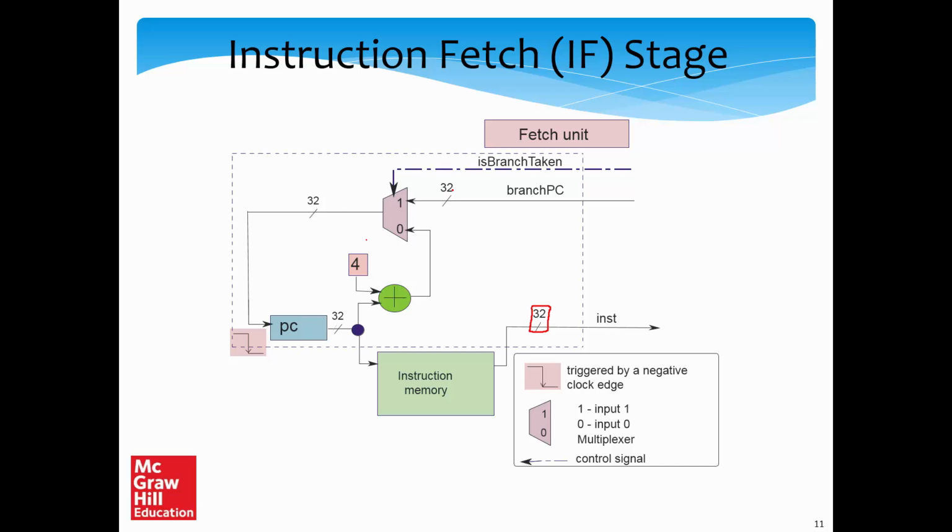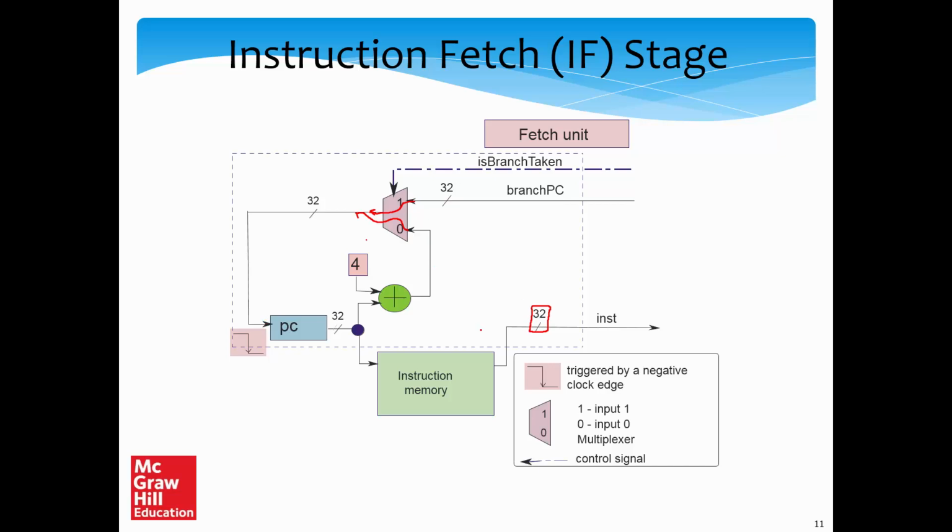We'll be using these dotted lines here to indicate the control signals for controlling the multiplexers. We're assuming a signal called isBranchTaken, which is coming from another stage. If it's a taken branch, then this value flows out. If it's a not taken branch or not a branch, then PC plus 4 flows out. This controls the multiplexer. Only one of the inputs will show up at the output, and this will be the value of the next program counter that will be used in the next cycle for the next instruction.